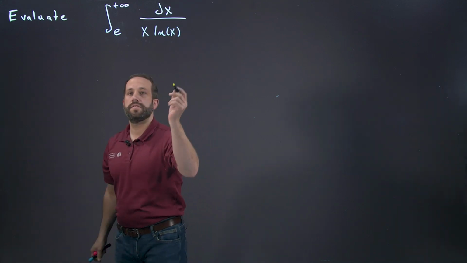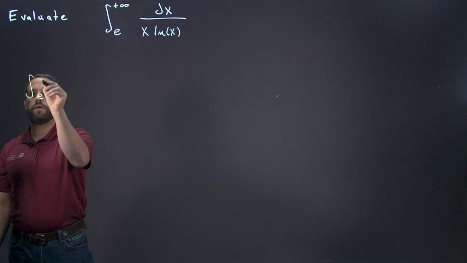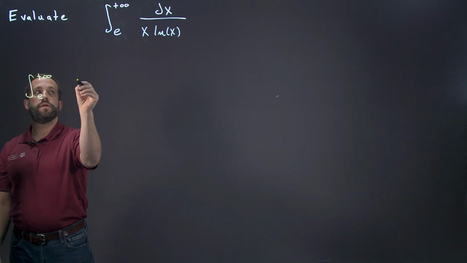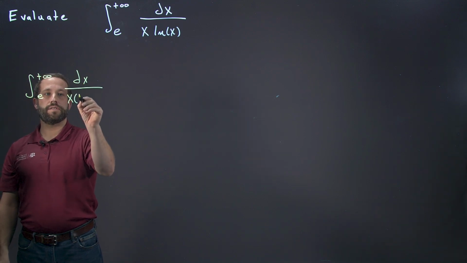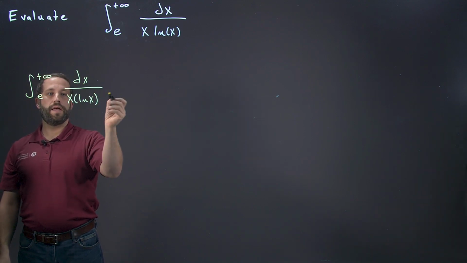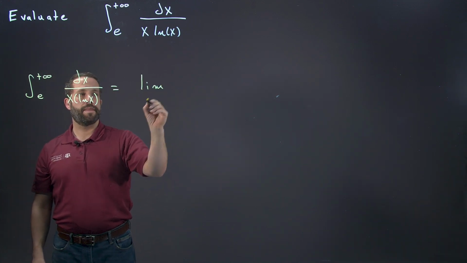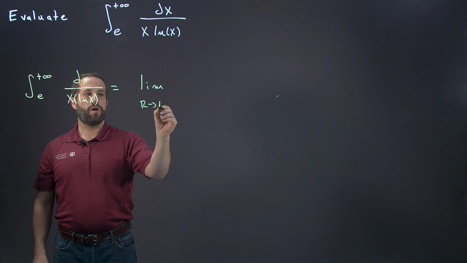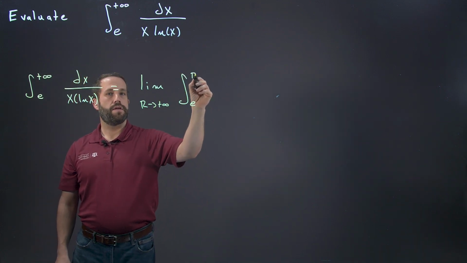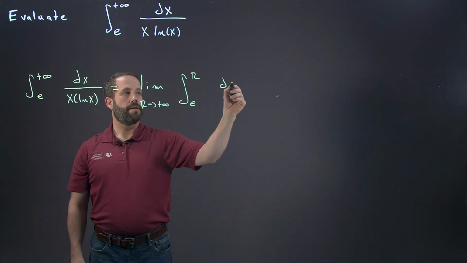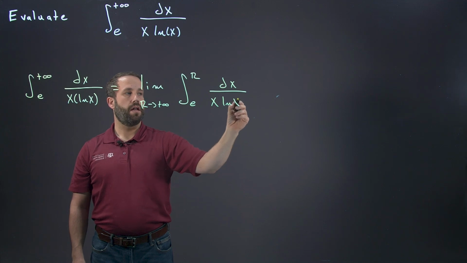So then this, the integral from e to infinity, dx over x ln x, this is the limit as r goes to infinity of the integral from e to r, dx over x ln x.